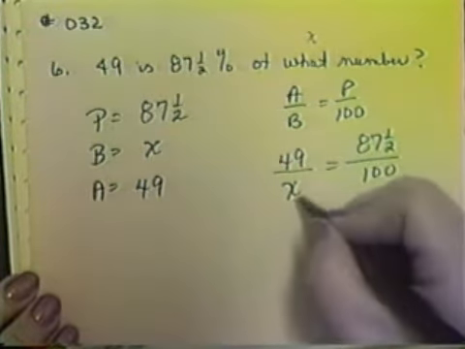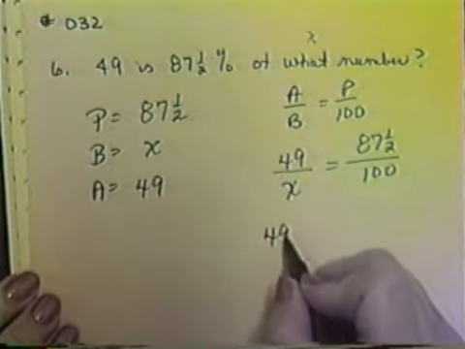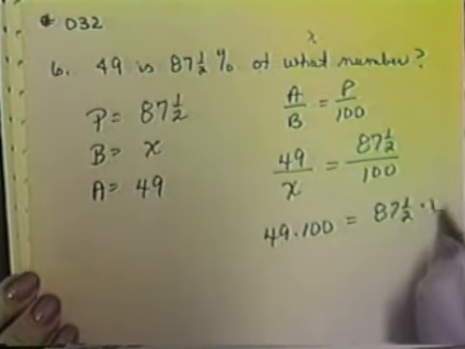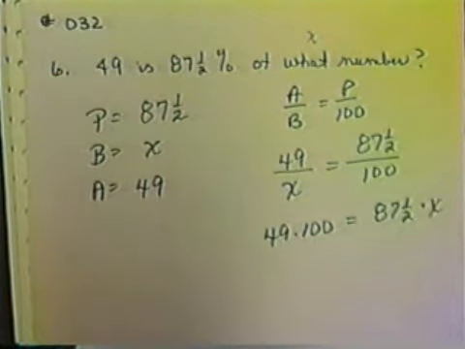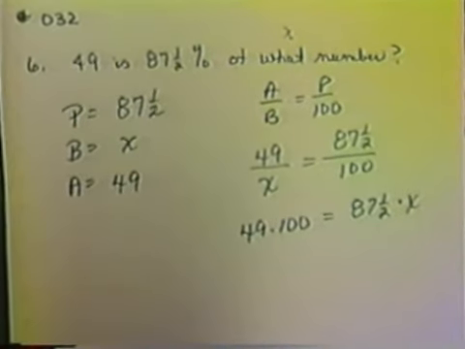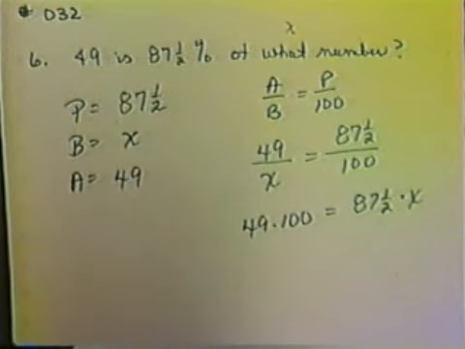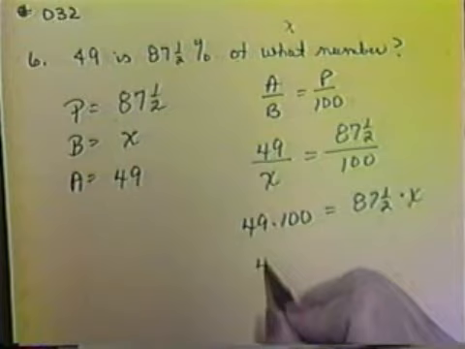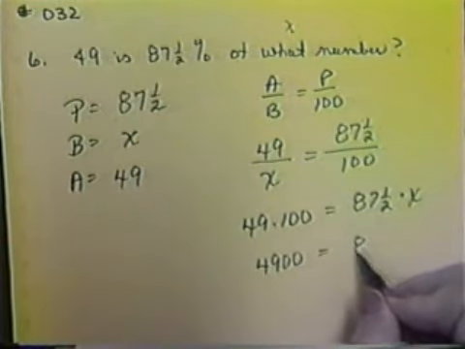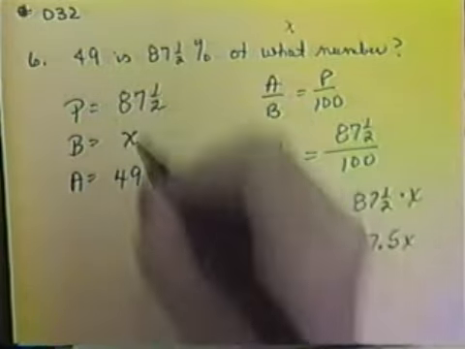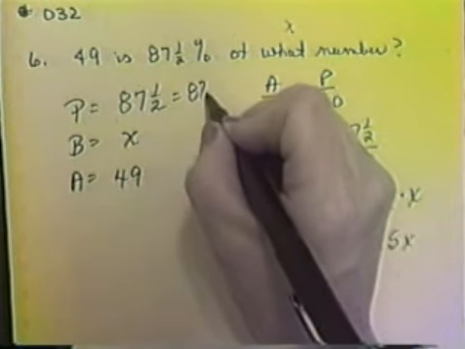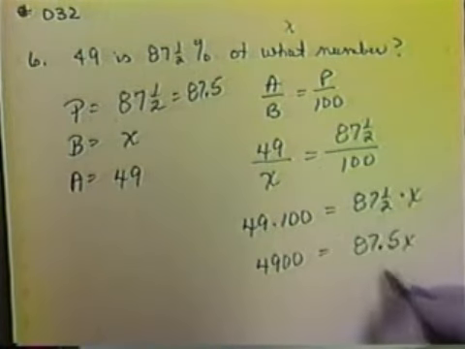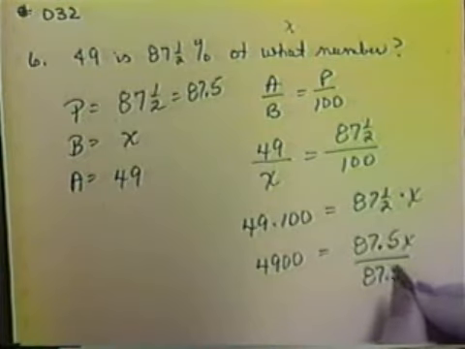We want to cross multiply, so we get 49 times 100 is equal to 87.5 times X. Now what we could do to 87.5 is change that to a decimal. In other words, 1/2 is equivalent to 0.5. So when we do this, we could get 4,900 is equal to 87.5x. In other words, we could change this into this form right there.